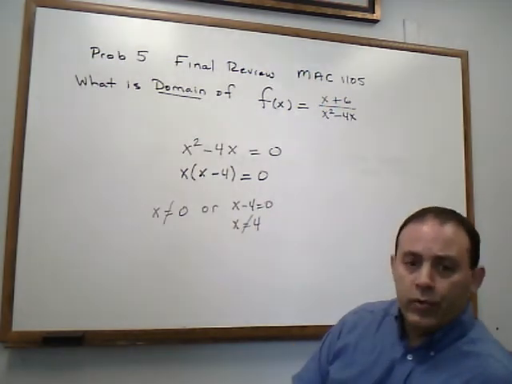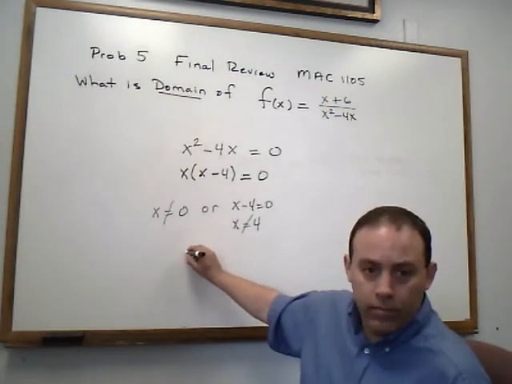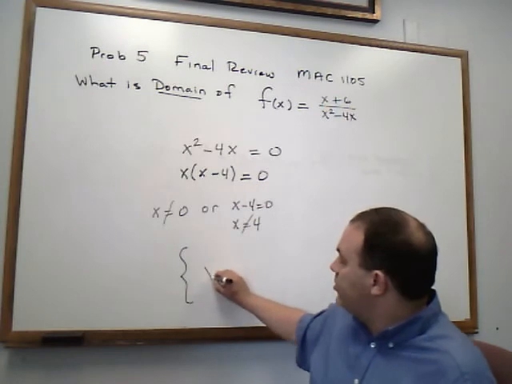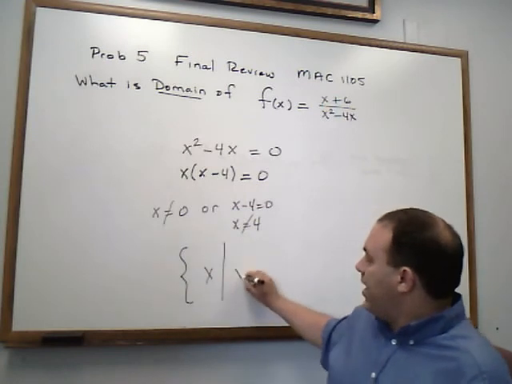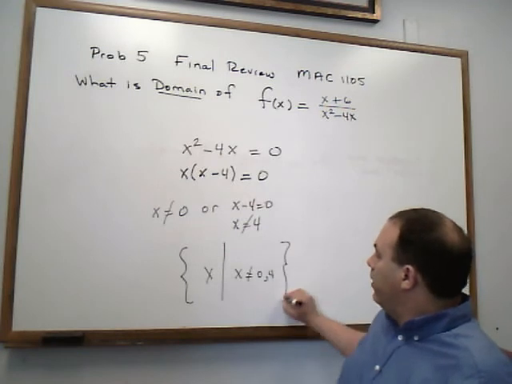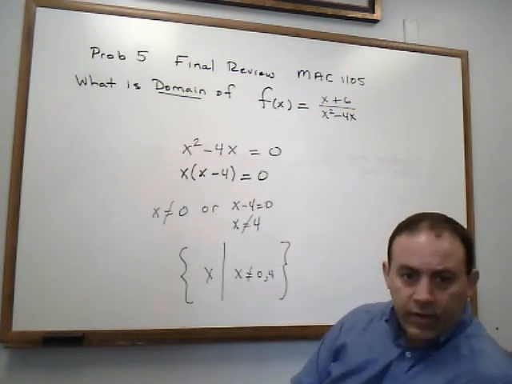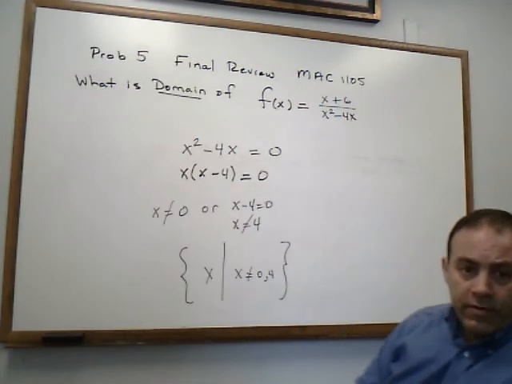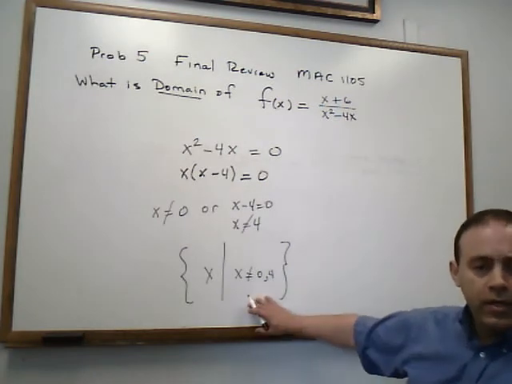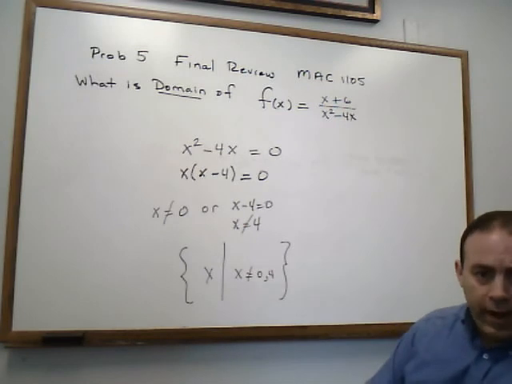We can write that in two ways. The older way is called set notation, and we would write our answer as all x such that x is not equal to 0 or 4. This method is increasingly becoming obsolete in favor of interval notation. And interval notation says exactly the same information, but it says it in a slightly different way.